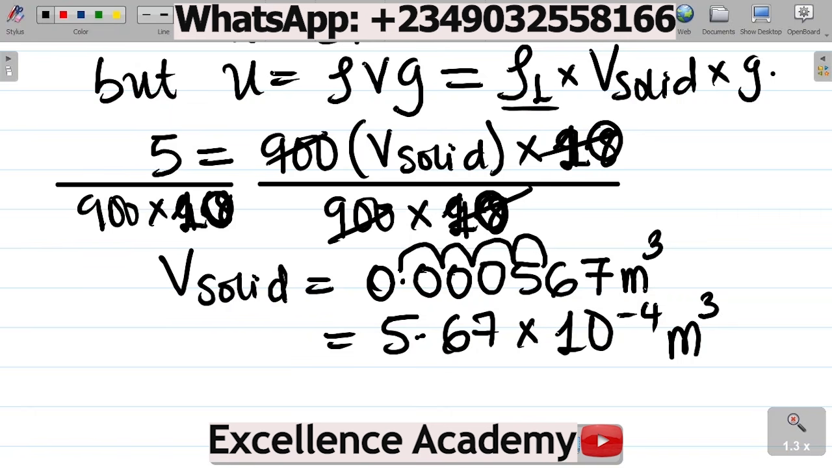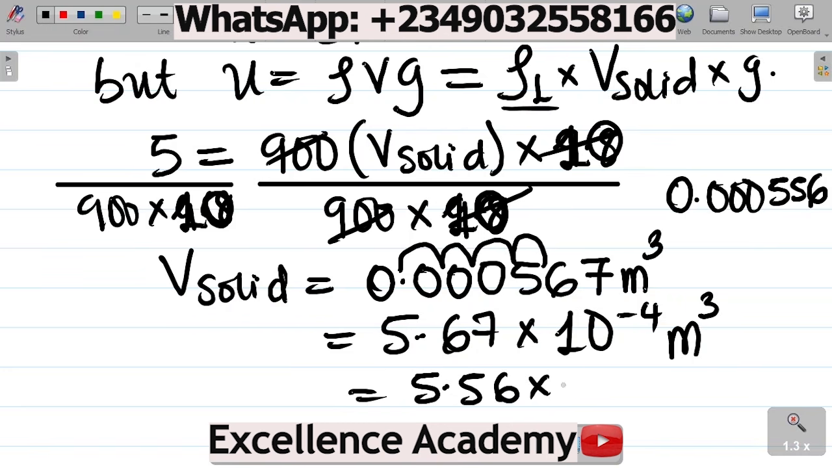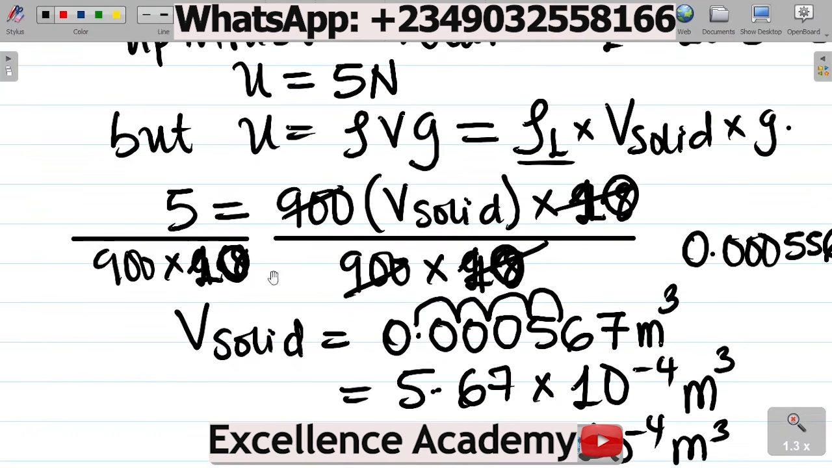All right. So let's do this again. 5 divided by 900 times 10. Yep, you have 0.555. That's what you have there. So this will give you 0.555, approximately 0.556. And if you convert this, it becomes 5.56 times 10 to the power minus 4 meter cube. So our initial summing was correct. The only difference there was that we took G as 9.8 instead of 10.